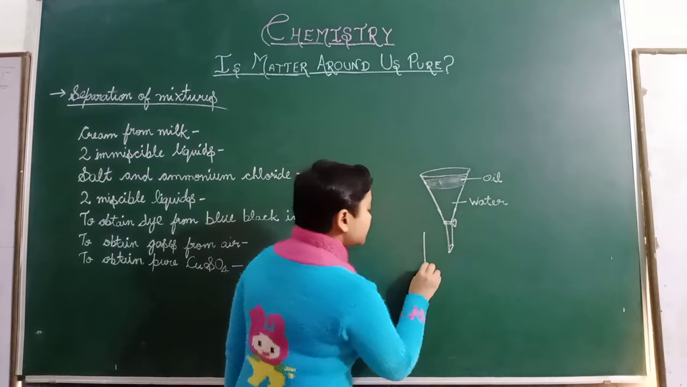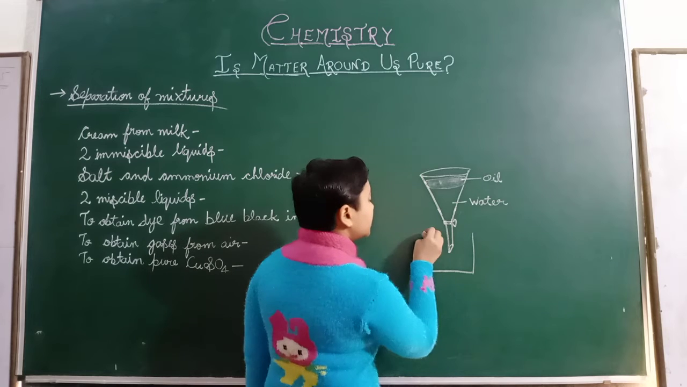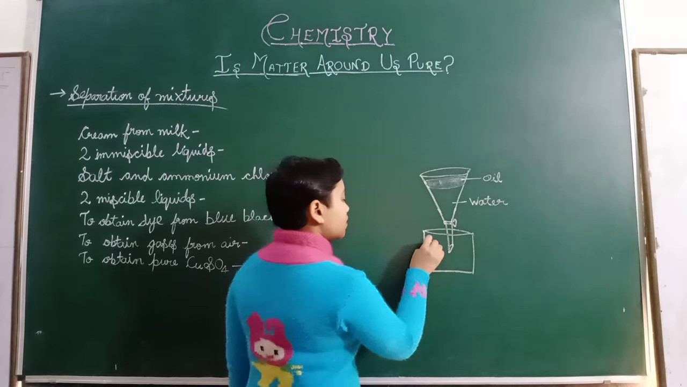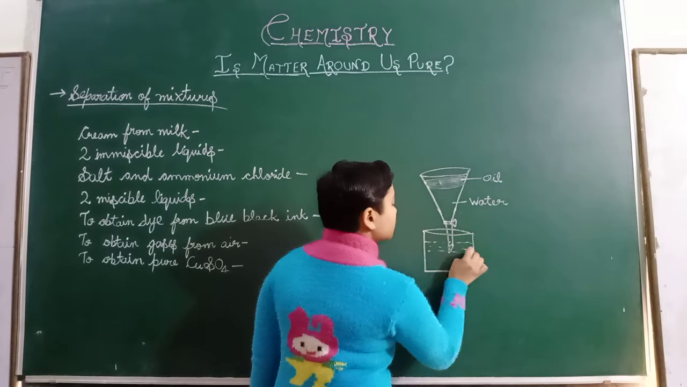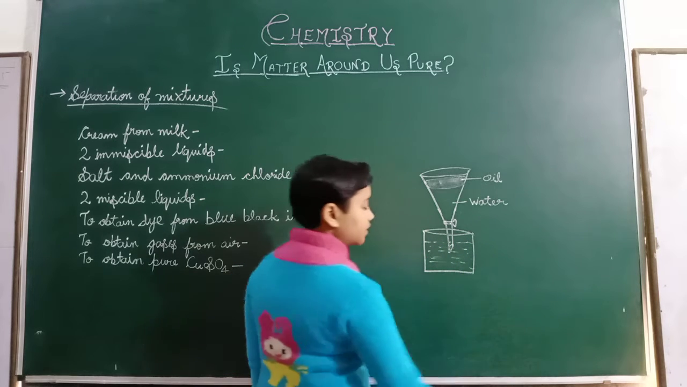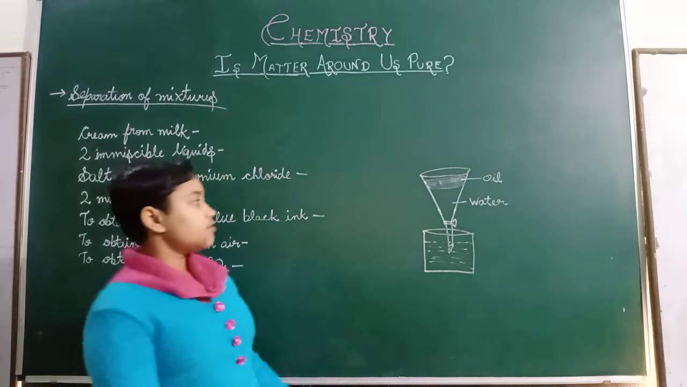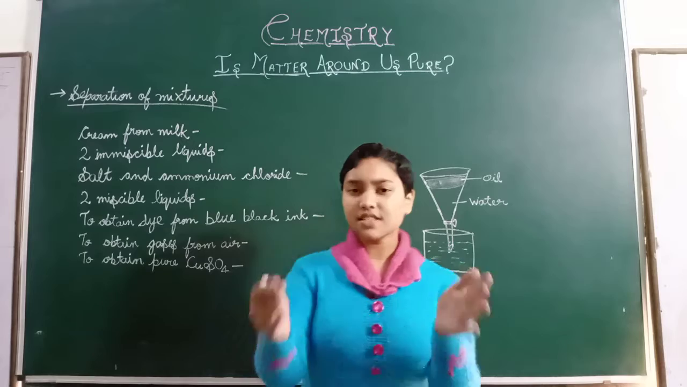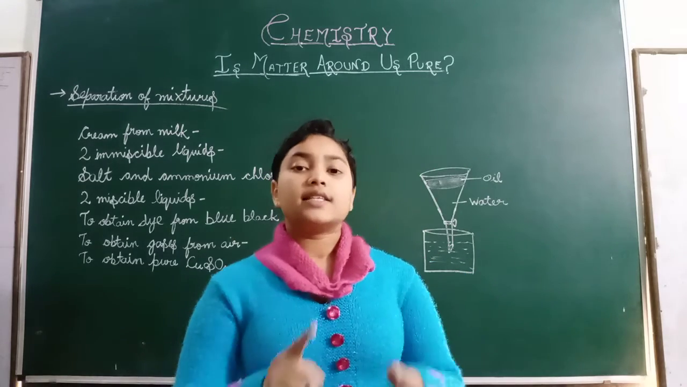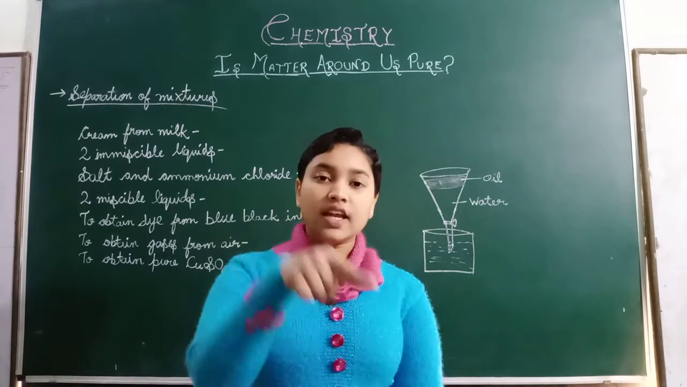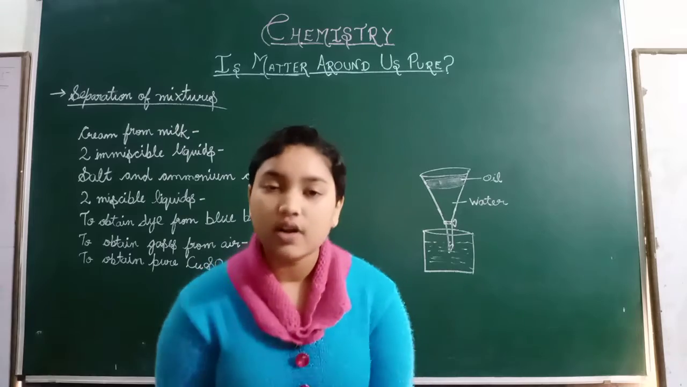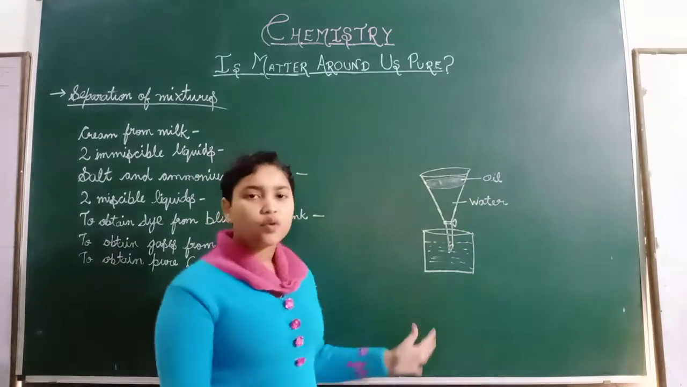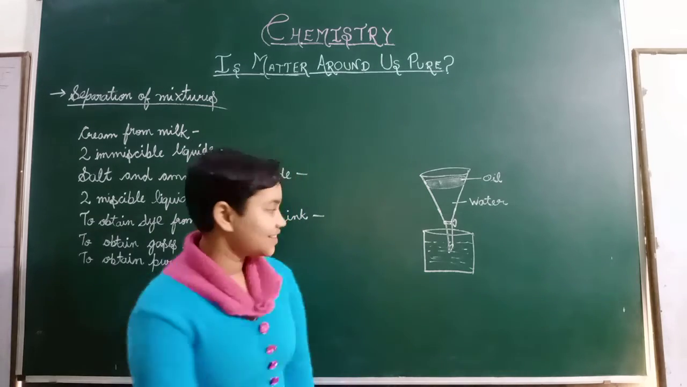So we can collect this water in a container. So water is collected in the container. So in this way we can separate two immiscible liquids. What is the meaning of immiscible? Yes, the substances which cannot intermix in each other are called immiscible liquids. So have you understood? I hope yes.